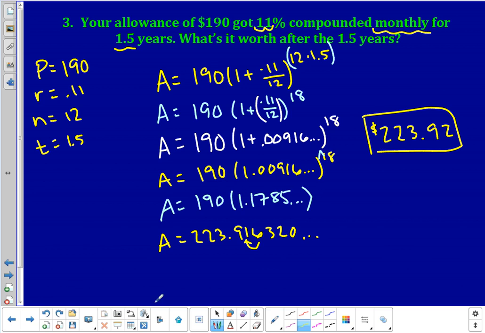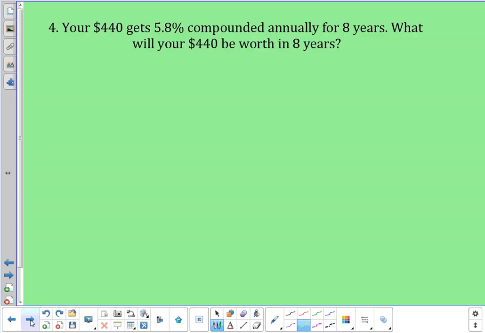Hopefully this is working for you on your calculator. We're going to do a few more practice questions together. Number 4, $440 gets 5.8% compounded annually for 8 years. What will your $440 be worth in 8 years? So, principal, 440. Interest rate, 0.058, because I got to go back 2 places. N, compounded annually. Annually just means that it's compounded once. So N is 1, and then time is 8 years.